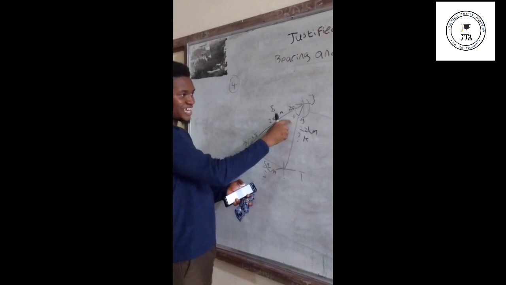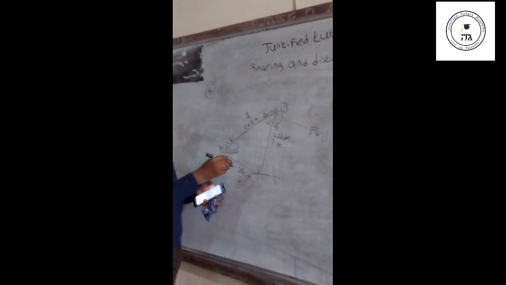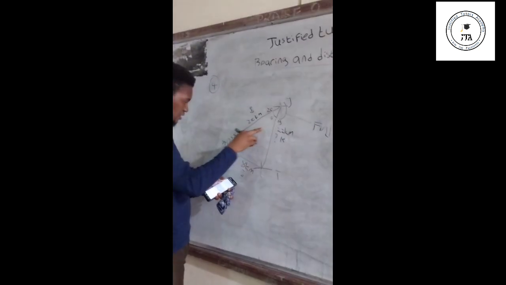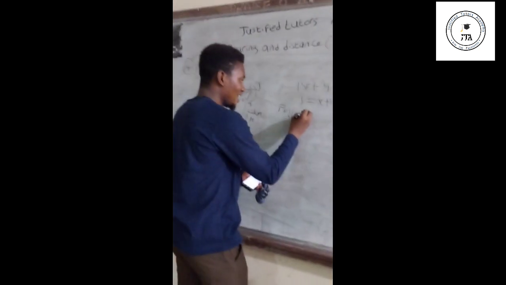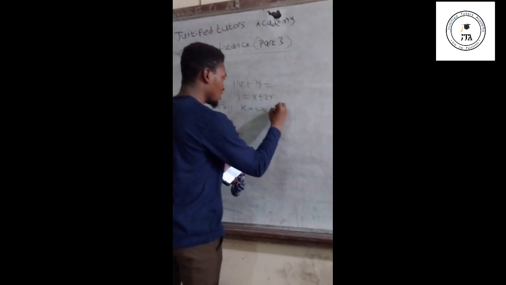Now, to get x, we need to use the triangle. We'll use the sine rule to get this x. So let me write x is equal to the sine rule of the triangle.